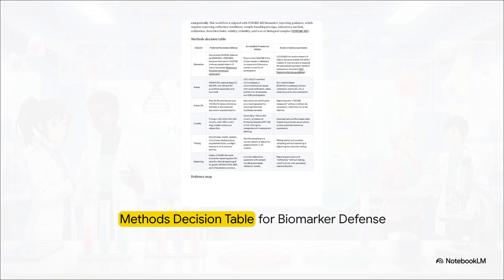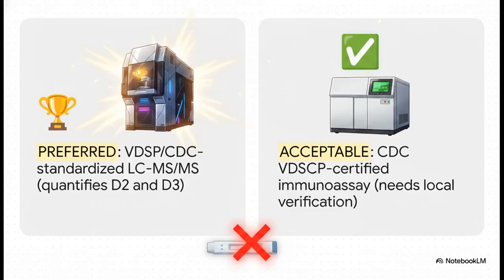Reviewers are going to heavily scrutinize your assay method, so let's break down the two main contenders. On the preferred side, the absolute gold standard is a VDSP or CDC standardized LC-MS/MS method. Why is it so good? Because it actually quantifies D2 and D3 separately and then sums them up, which gives you incredible specificity.